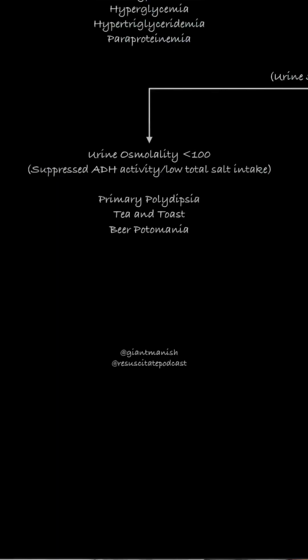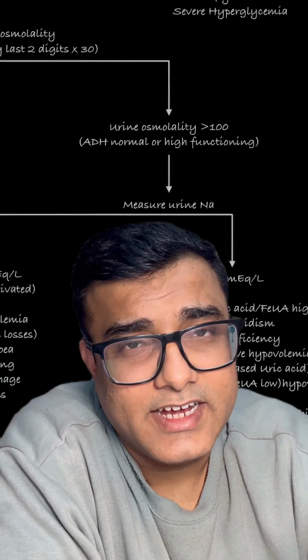If the urine osmolality is low, less than 100, it's usually because ADH is suppressed, like in cases of primary polydipsia, or there is low total salt intake, like in tea and toast syndrome or beer potomania. When urine osmolality is more than 100, that means the ADH activity is normal.